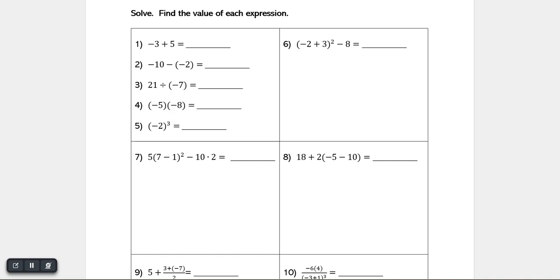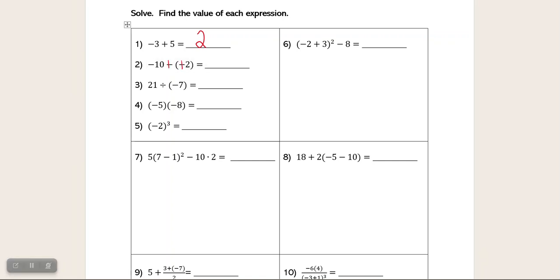So for number 1, we're just adding -3 plus 5. These two numbers have opposite signs, so we're going to subtract in our head. 5 minus 3 is 2, and our answer takes the sign of the bigger number, so 5 is positive, so the answer is 2.